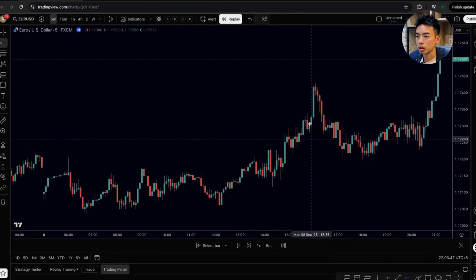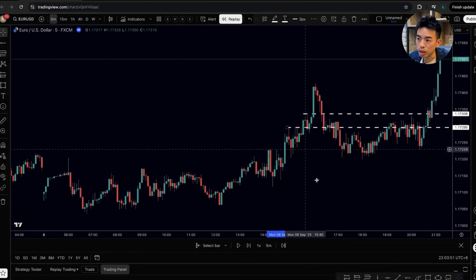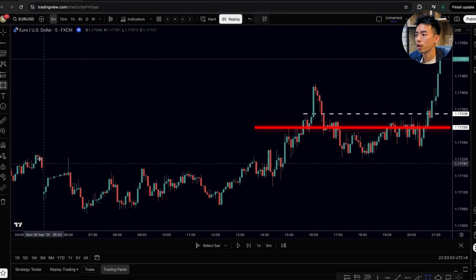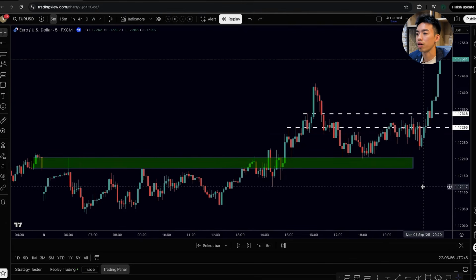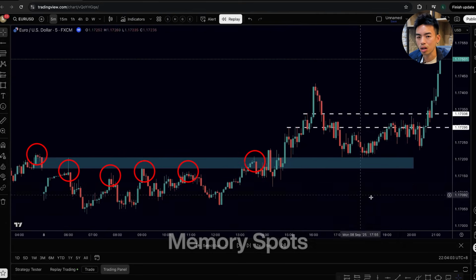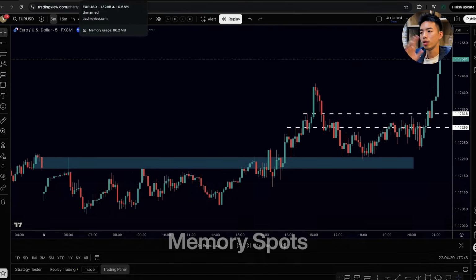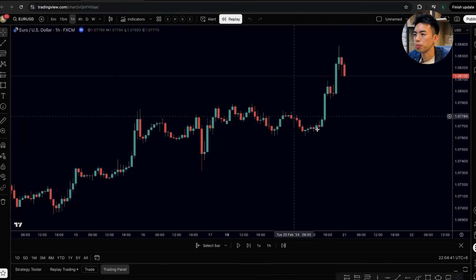Areas like this tend to not perform or not hold the market, same thing as areas like this. But if you compare it with areas like this, that's definitely gonna hold the market, because this area here, and here, they're all memory spots. Those are areas where sellers were hitting it hard before. Now let's have a look at another example which is pretty similar.